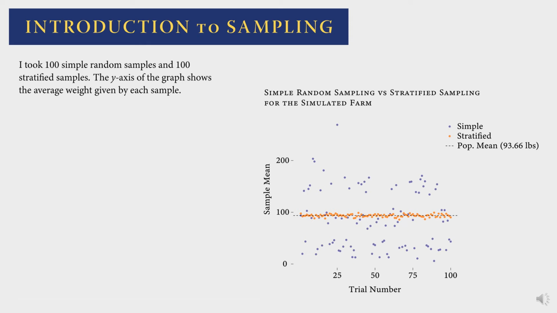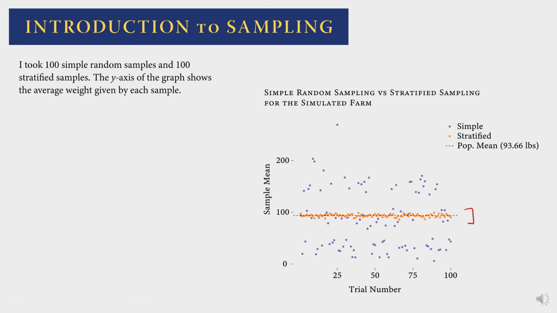in today's code. Here's the graph. The x-axis is the trial number. There were 100 trials, so it goes from 1 to 100. The y-axis is the sample mean. The dotted line is the population mean. Notice that all of the stratified sample means hover around the population mean.